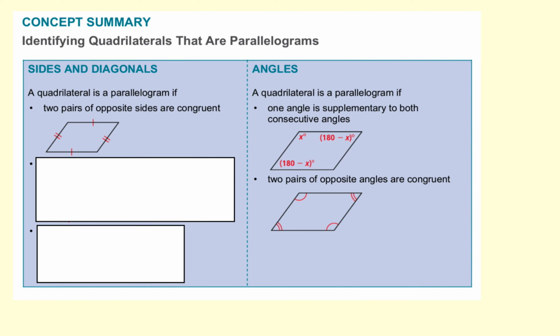And here is our summary so far. What we've discovered is a quad is a parallelogram if two pairs of opposite sides are congruent. A quad is a parallelogram if one angle is supplementary to both consecutive angles. And a quad is a parallelogram if two pairs of opposite angles are congruent.